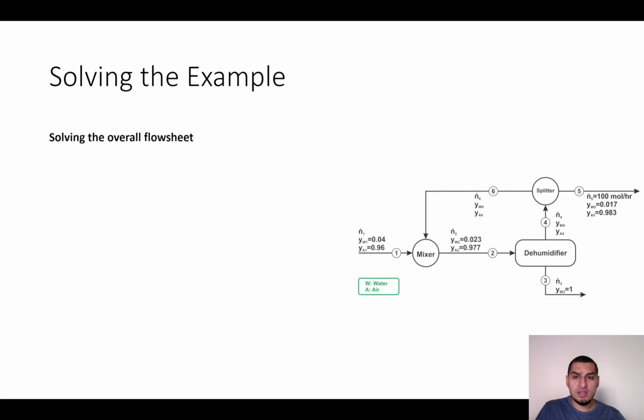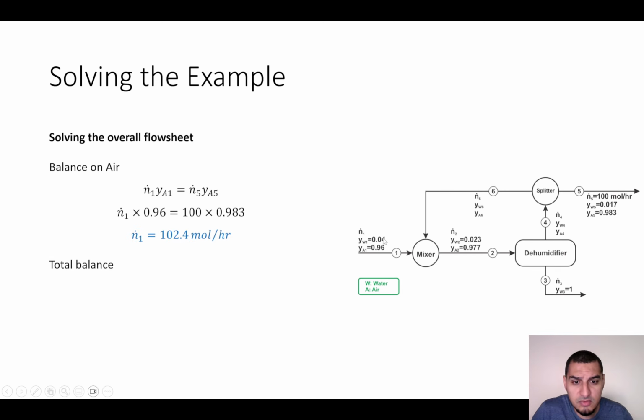So for the overall loop, we will start with the balance on air. It's going to be air in equals air out. It's as simple as this. We can calculate n1, and the total balance is going to be a piece of cake. For now we have 102.4 equals 100 plus N3, so N3 is 2.4. It doesn't even need to be calculated. By just looking at the numbers you will find this out.